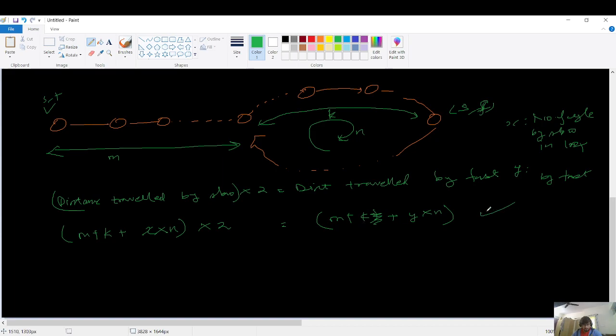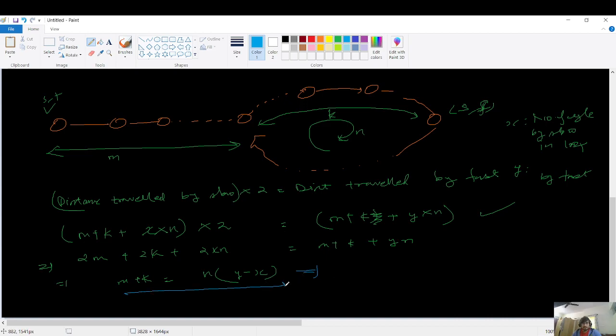This point is clear. So let's rearrange now. I can say that it will be 2m plus 2k plus 2xn, and here it is m plus k plus yn, right? Then moving the m and k to one side, I will say m plus k equals n times, taking n as common, y minus x, right? These are all mathematical things. You must not have any objection till this point.